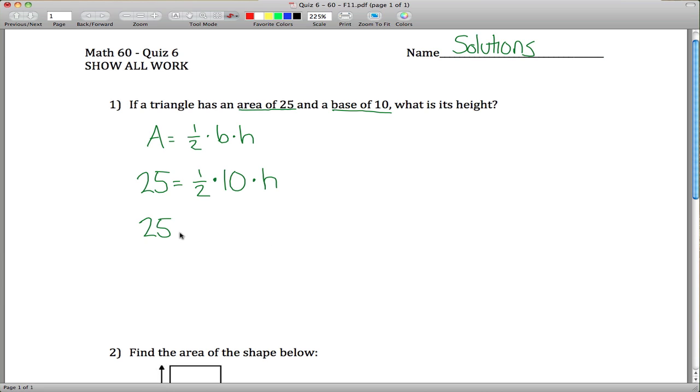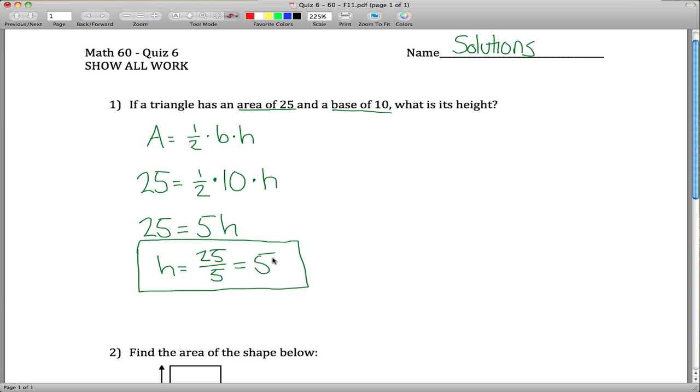And a few different ways to solve this. The easiest for me is to be like, okay, 1/2 times 10 is 5. Maybe 1/2 times 10 over 1 is 10 over 2, which is 5. So what I get is 25 equals 5H, or if I divide both sides by 5, I get H equals 25 divided by 5, which is just 5. And so 5 right here is the height of this triangle.